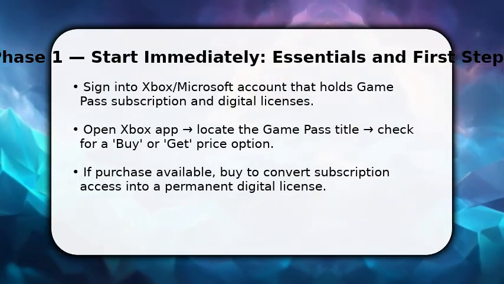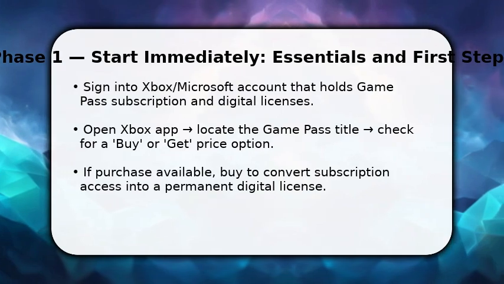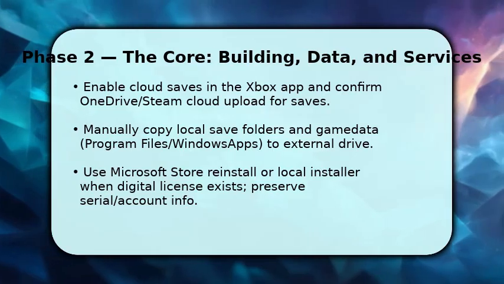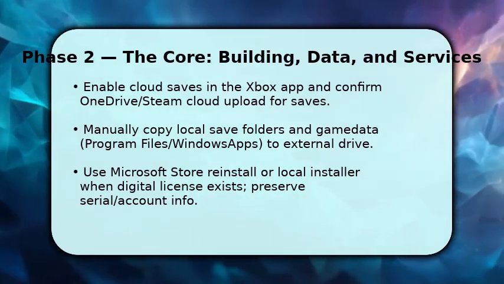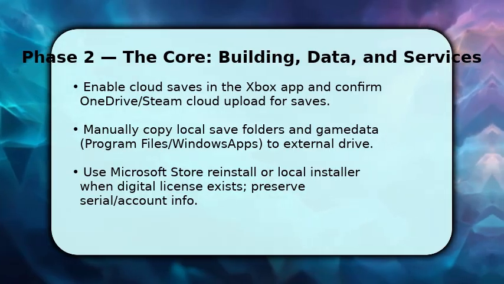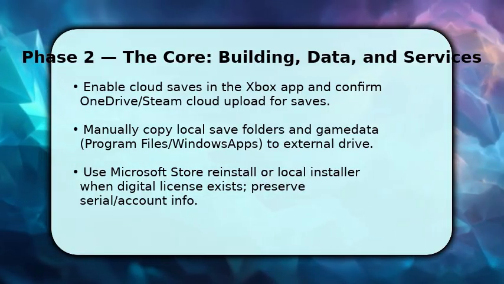Once bought, Microsoft retains ownership tied to your account, so you can reinstall anytime without needing an active Game Pass subscription. Once the license is permanent, secure the game files and saves. Enable cloud saves in the Xbox app and confirm OneDrive backup if supported. That preserves progression independent of reinstalls.